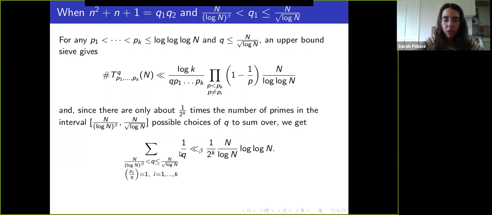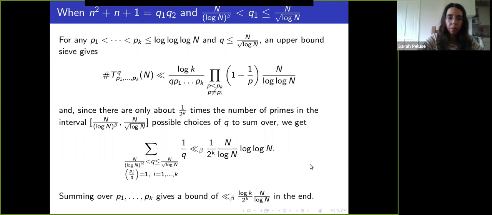So summing over these q's saves us an n over log n, and then multiplies by a log n that cancels here. And that's how we get n over log n times something depending on k that gives us a savings. So we get log k over 2 to the k savings in the end for the number of n below big N, such that n squared plus n plus 1 is the product of 2 primes, with 1 of the primes in this interval, and n is the order of a perfect difference set.